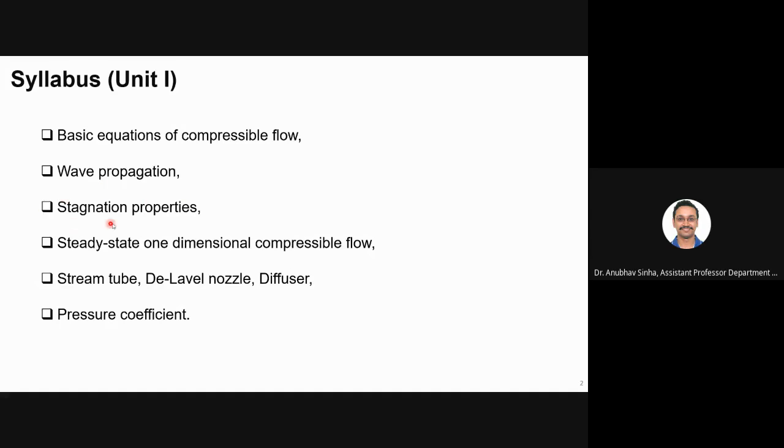We'll also talk about something called stagnation properties. Okay, and then we'll discuss one-dimensional steady state equations, and we'll look at some examples. We'll talk about stream tube and some nozzle and diffuser and the pressure coefficient. So this is part of your syllabus for the subject for unit 1.